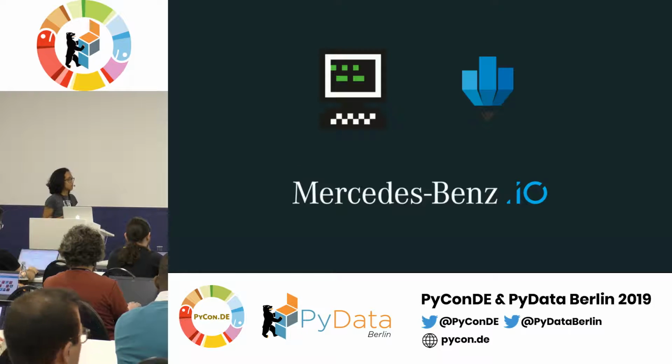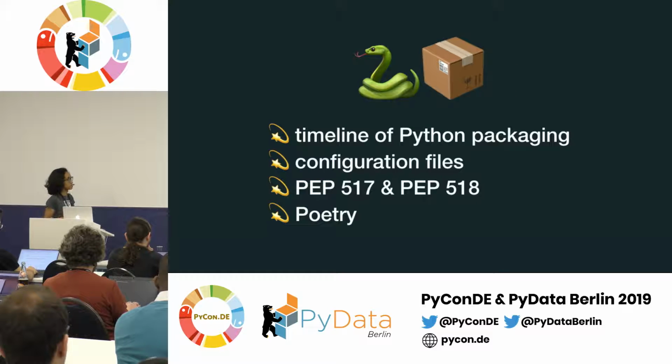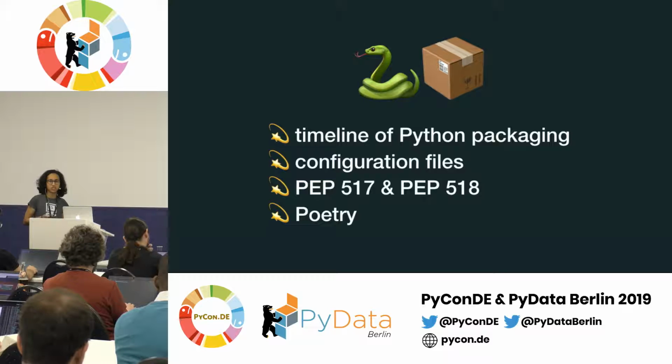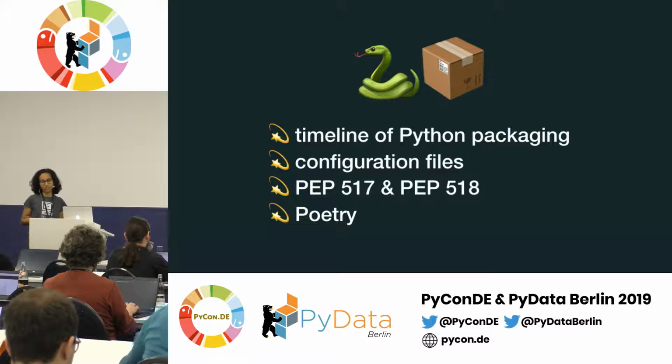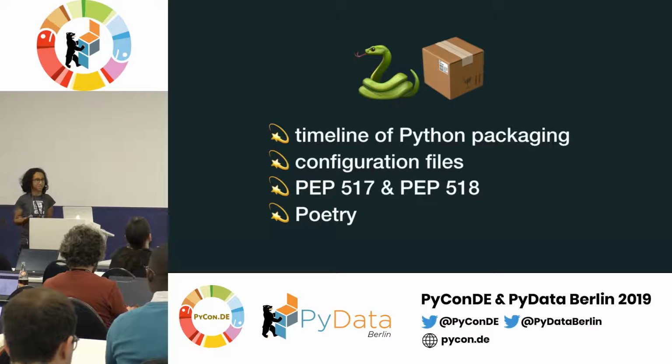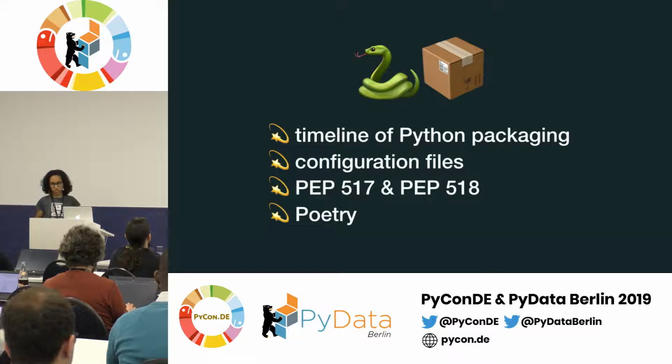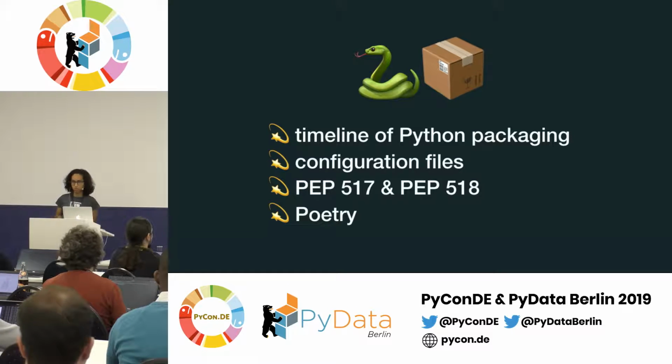So I'll just jump right in to talk about Python packaging, and I also want to talk a bit about the timeline of Python packaging, a little bit of history to understand why we are here today and how we got into this mess. Configuration files, because there's a lot of them. The 2 PEPs that made Poetry possible. And of course, I'll talk a bit about Poetry itself. So hopefully by the end of this workshop, you will be able to use Poetry on your own and see how it works, and also be able to write your own PyProject.toml file.